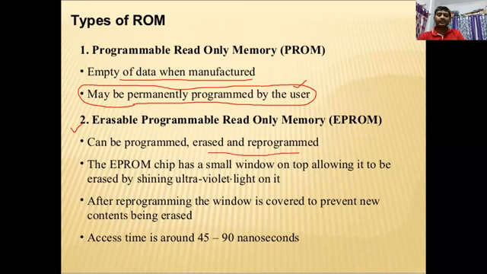How it is erased: the EPROM chip has a small window on top, allowing it to be erased by subjecting it to ultraviolet light.